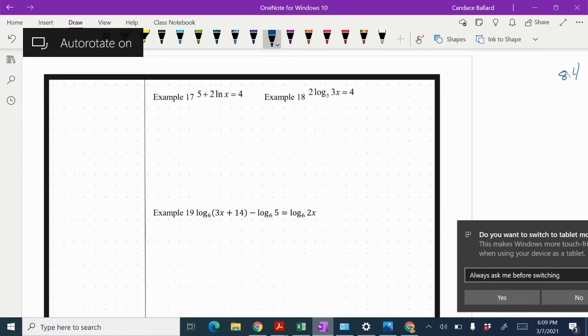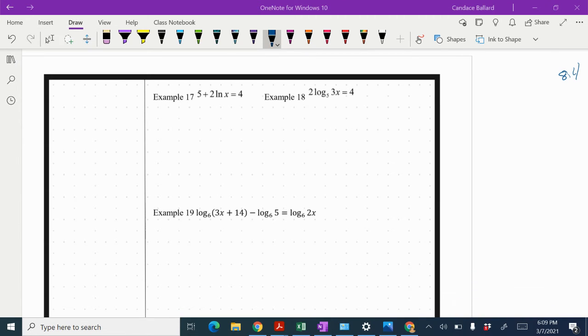In this video, we're going to continue talking about topic 8.4, which is logarithmic and exponential equations, and we're going to look at example 17. So before I can solve the log, I need to first of all isolate the log. And I notice I only see one log on one side, so I'm going to start by isolating it by subtracting 5 from both sides.